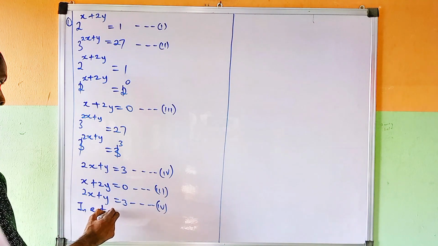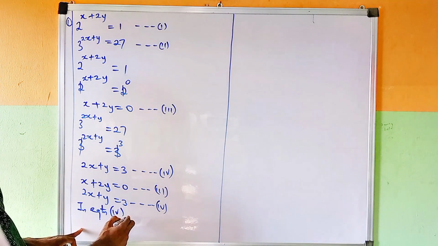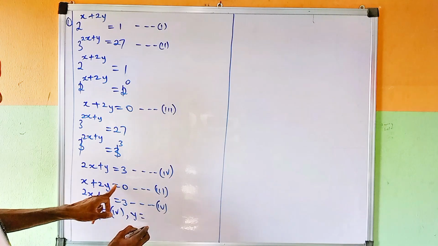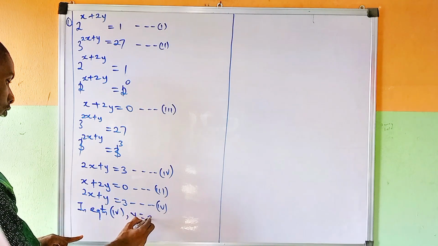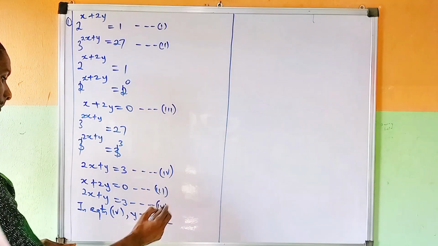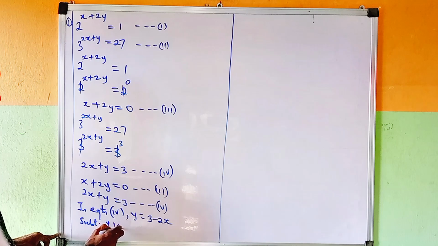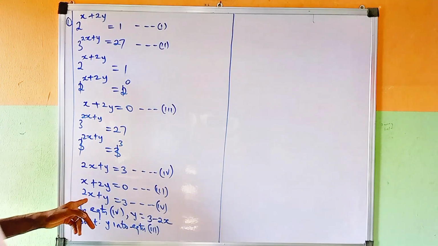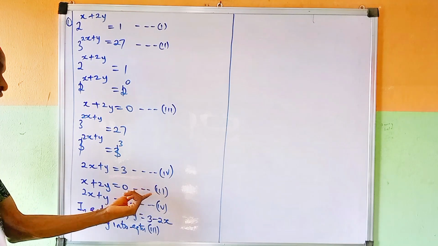In equation 4, let's make y the subject. In equation 4, y will be what? 2x will cross to this side and become minus 2x. So I have y equals 3 minus 2x. Then I will substitute y into equation 3. So if you make y the subject of the formula in equation 4, you substitute it into equation 3.